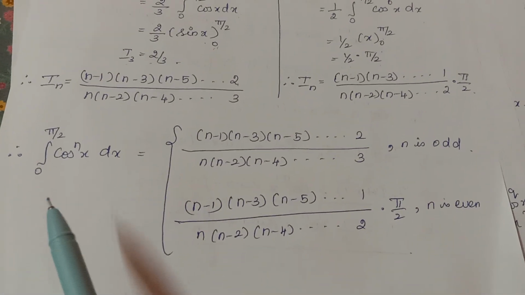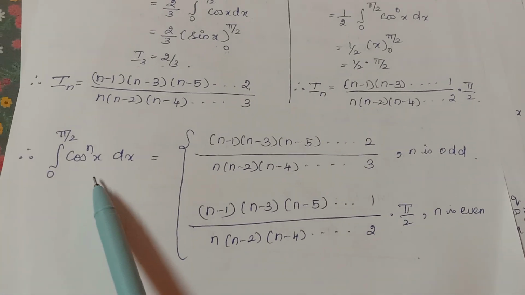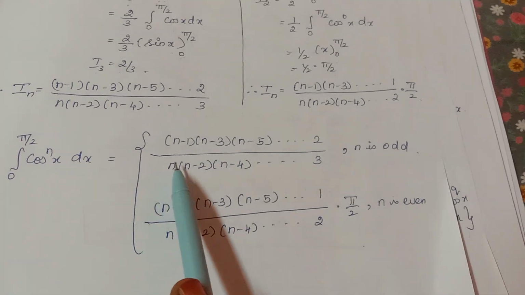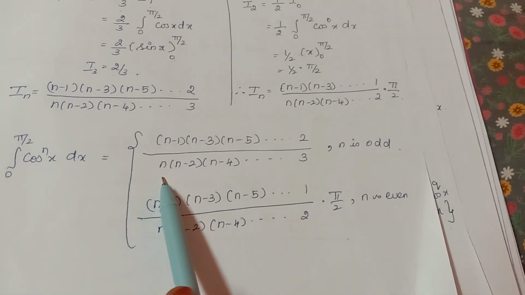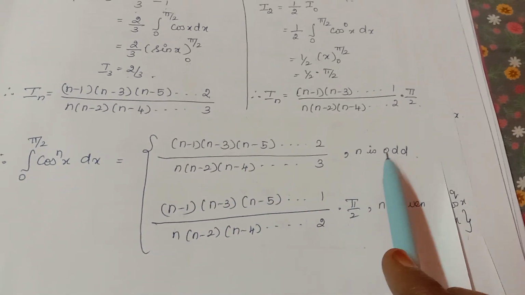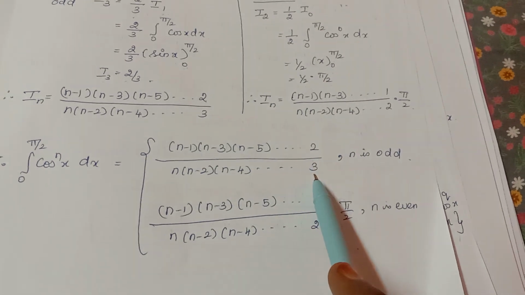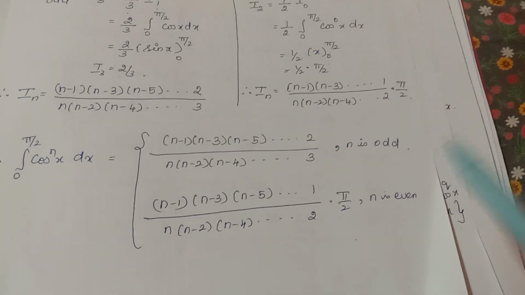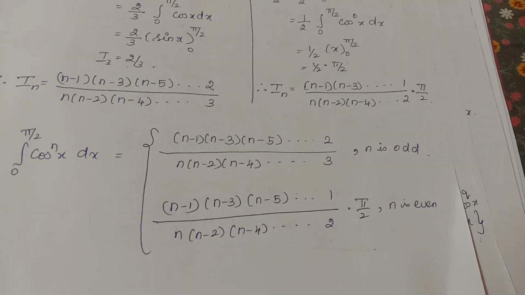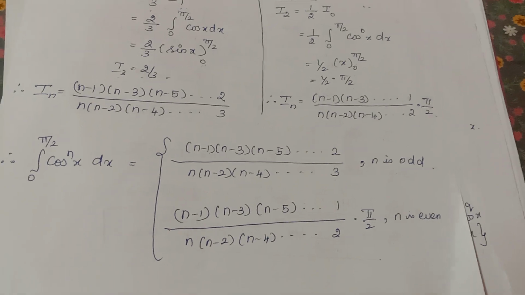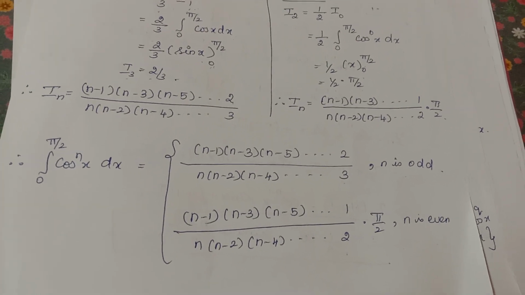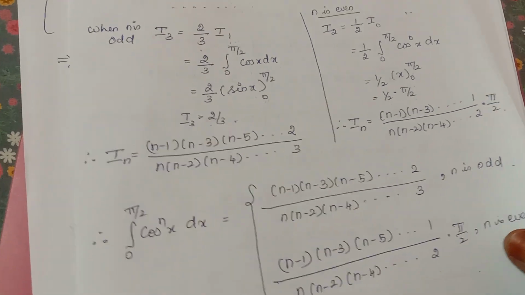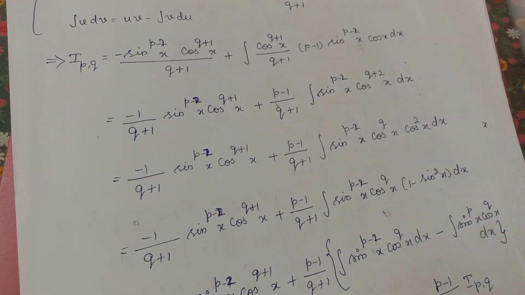Okay, so I have consolidated the result here. Integral 0 to pi by 2 cos power n x dx is equal to (n-1)(n-3)(n-5) in the numerator, and the denominator is (n-2)(n-4), etc. If n is an odd integer, it ends up at 2 by 3. If n is an even integer, it ends up at 1 by 2, multiplied again by pi by 2. If you look at the formulas for both sin power n x and cos power n x, they are the same. That's the beauty. So a single formula is enough for doing problems for both sine and cosine functions.